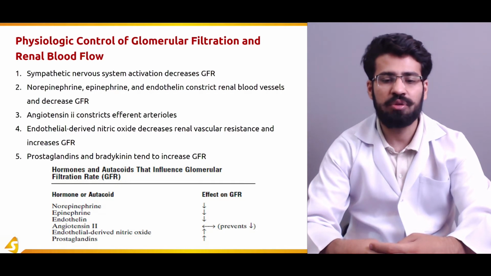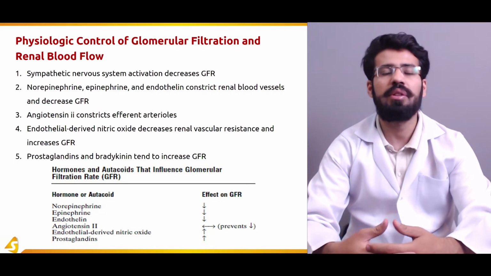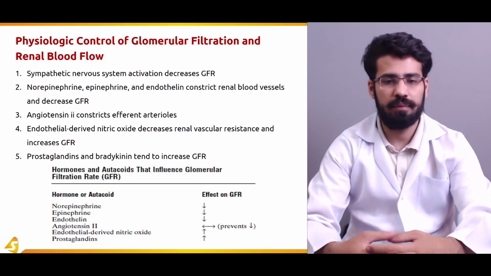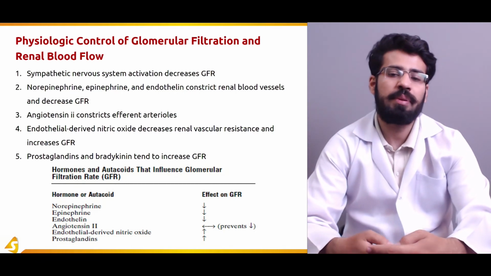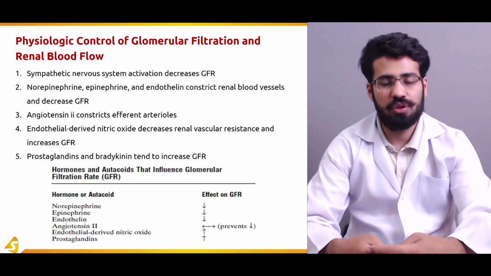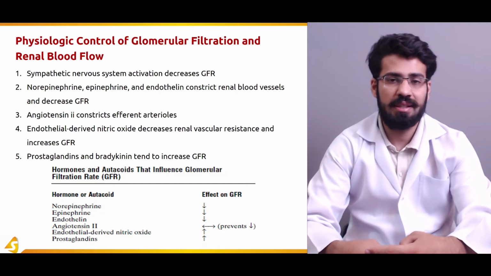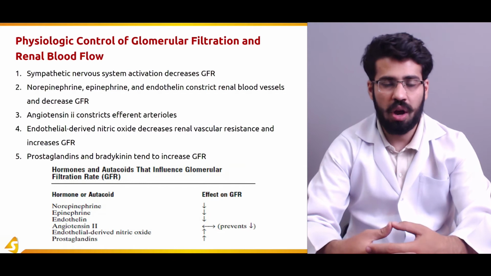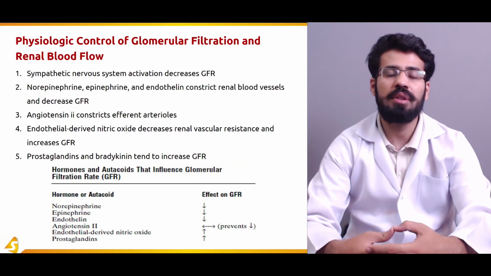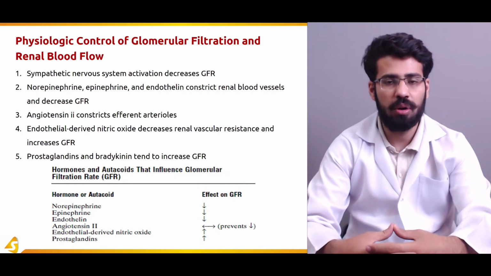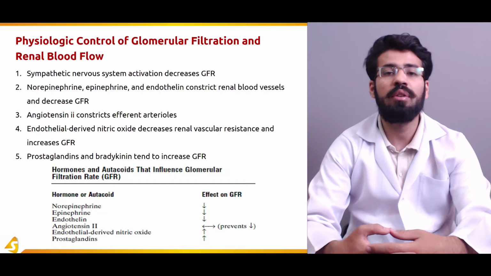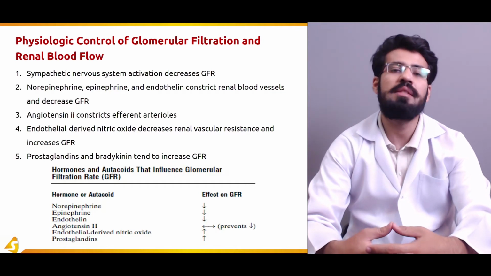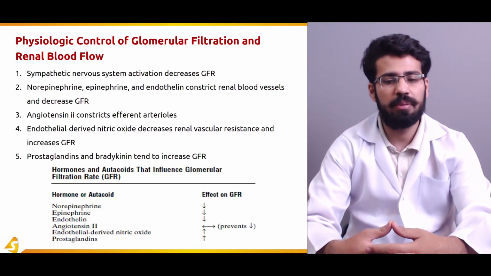Now, there are certain hormones, including norepinephrine, epinephrine, and endothelin. They function basically in vasoconstriction. Vasoconstriction is the constriction of the blood vessels, and by constriction it will reduce the diameter of the blood vessels. When the vessel diameter is reduced, the flow of the blood will be reduced, and hence the glomerular filtration rate will be reduced.